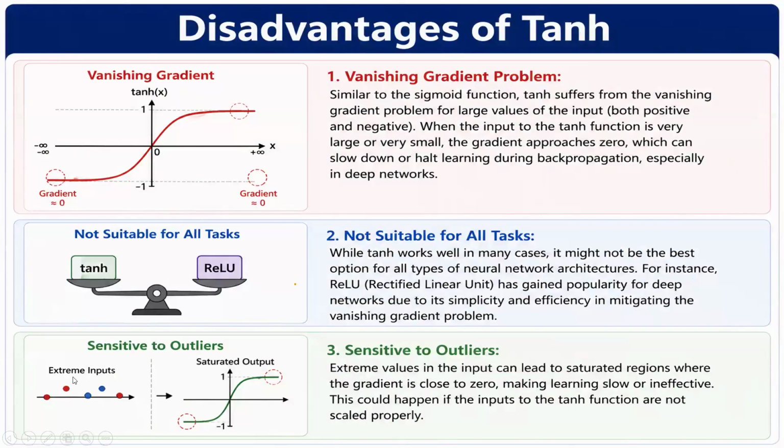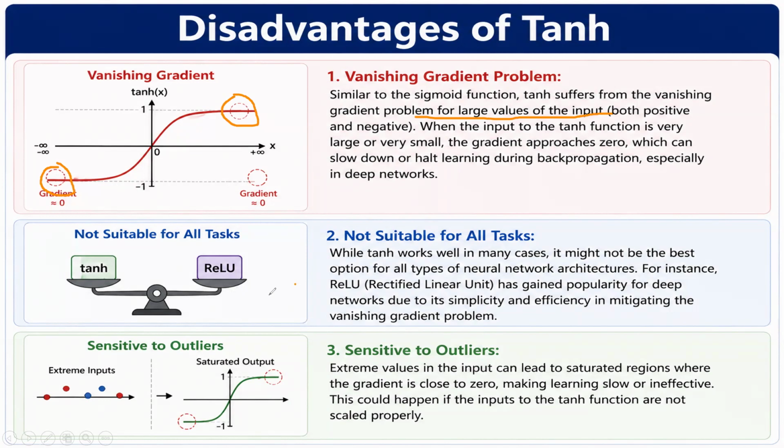Disadvantage is vanishing gradient problem. So this is the biggest disadvantage. You can see the tanh suffers from vanishing gradient problem for large value of input. Means for large positive value, the output saturates at +1. For large negative value, output saturates at -1. So the value gets saturated at this level. So there is vanishing gradient problem.